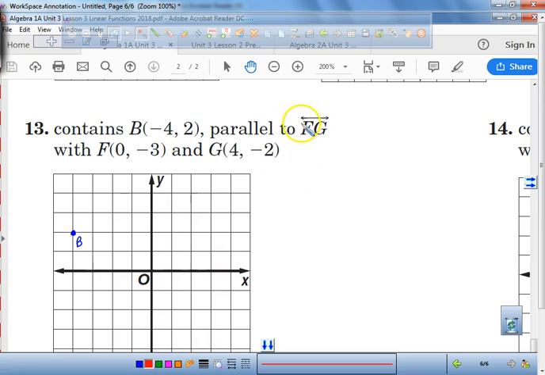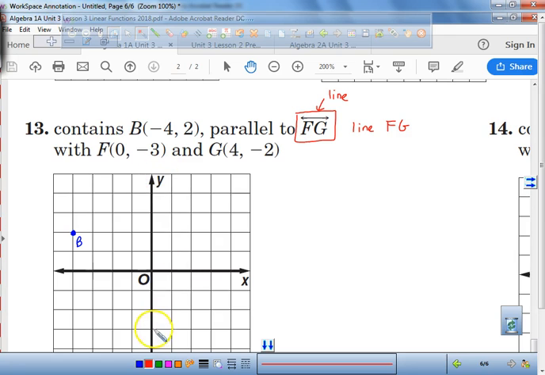Let's switch colors here. By the way, does anybody know what the symbol over FG represents? It is a zero slope? No. Instead of writing the word line FG, if I put a little arrow going in both directions over the FG, guess what that means? That means line. Good.